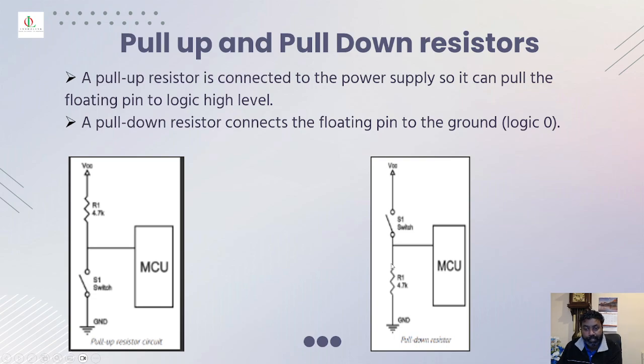If a resistor is connected directly to the ground in terms of this circuit, then this is considered a pull-down resistor because it's trying to get you to the logic level 0. That's the difference. Pull-up connected to VCC, pull-down connected to ground. That's the difference.